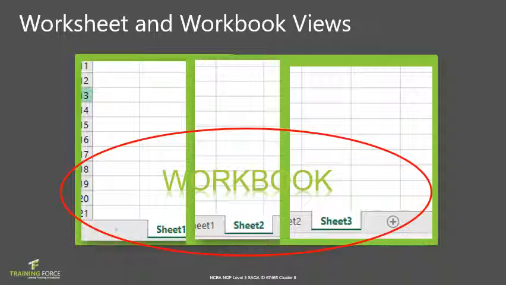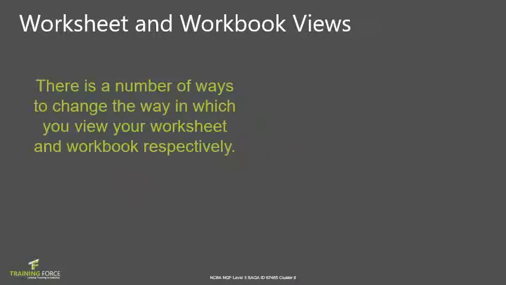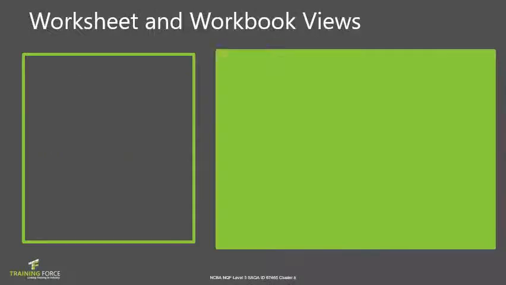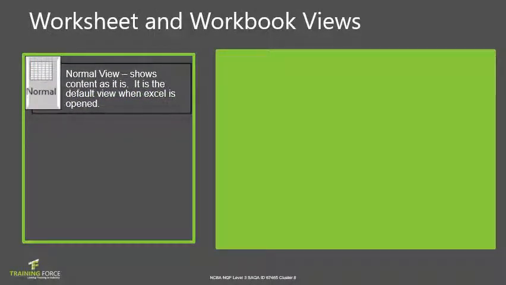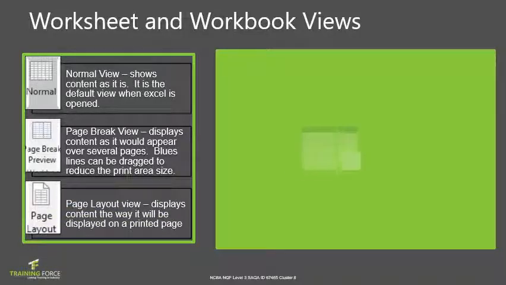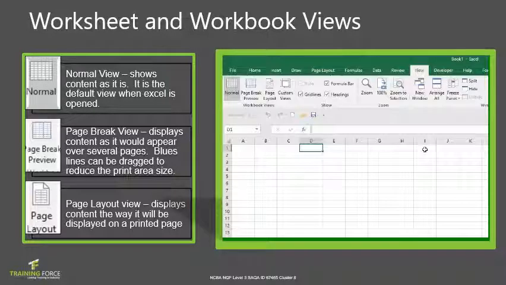There may be many times in which you want to change the way in which you view your information. The view option allows for 3 different types of views. Let's take a look at them. The normal view option shows contents as it is. It is the default view when Excel is opened. The page break view displays content as it would appear over several pages. The blue lines can be dragged to reduce the print area size. The page layout view displays content the way it will be displayed on a printed page.